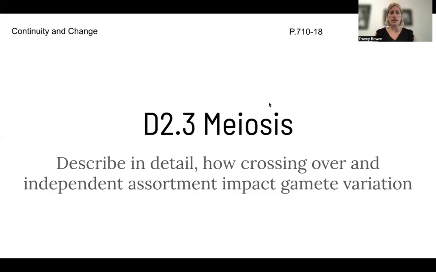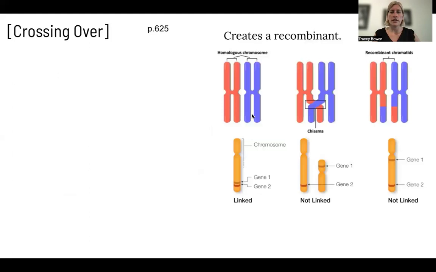Hey all, so today we're going to be looking at D2.3, which is HL content related to meiosis. We're looking at pages 710 to 18. Continuity and change is continuing to be our theme, but for this one, we're describing in detail how crossing over and independent assortment impact gamete variation.